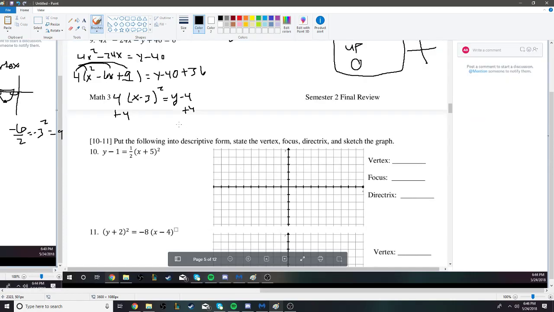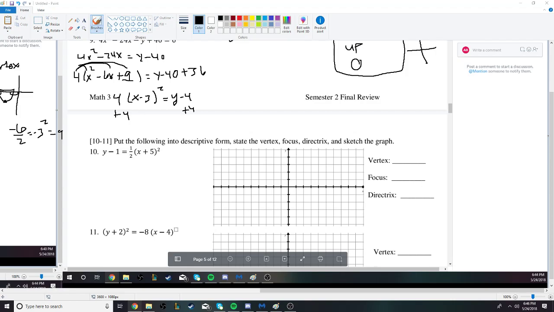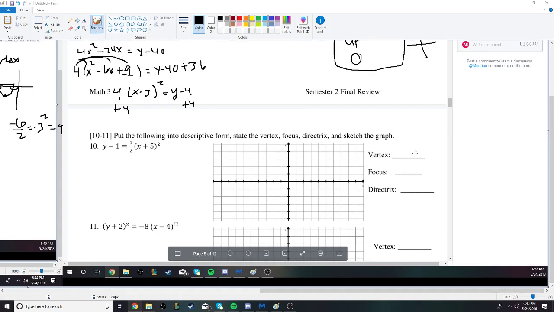Put the following into descriptive form and state the vertex and all that fun stuff. Alright, so let's get rid of this thing right here. Okay, hold on, that's weird. Because descriptive form would have already been done if it was the other way. Yeah, descriptive form.